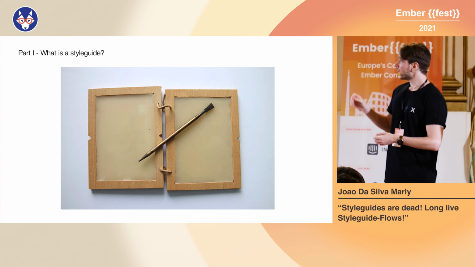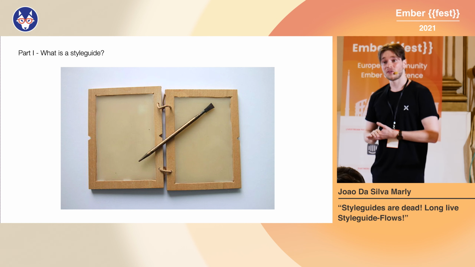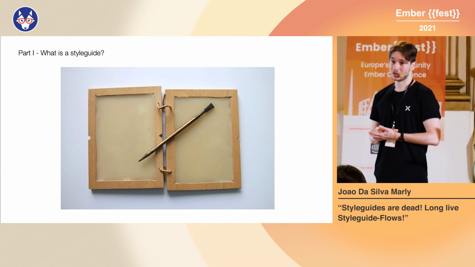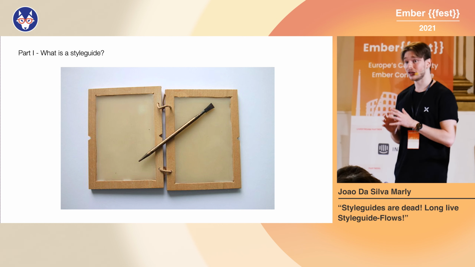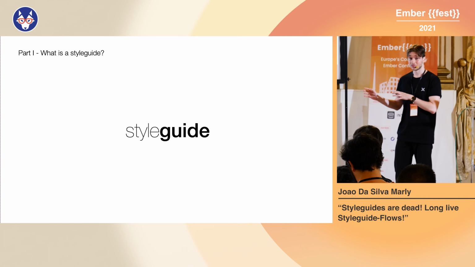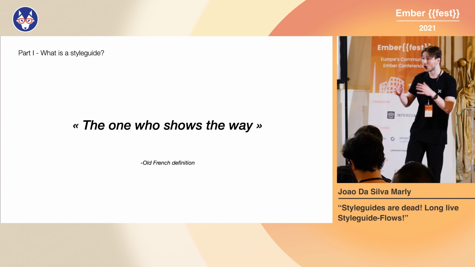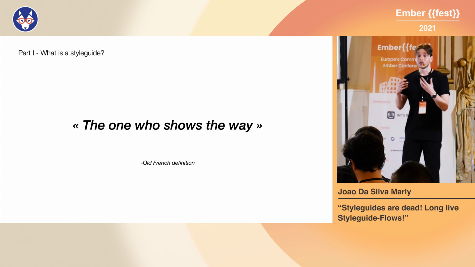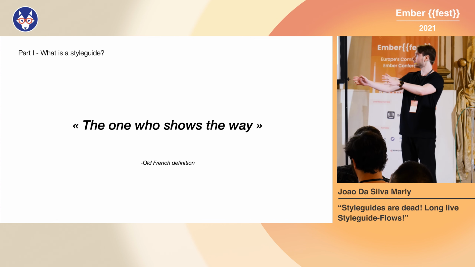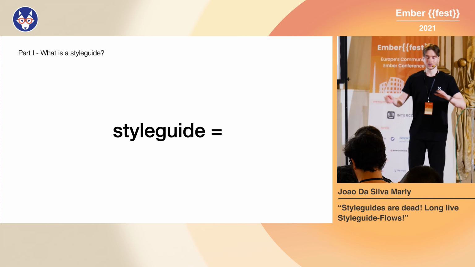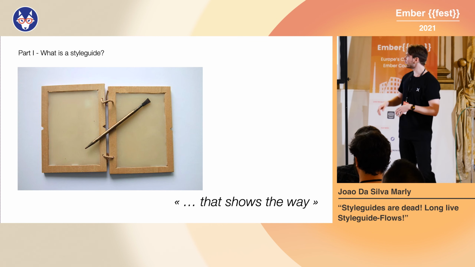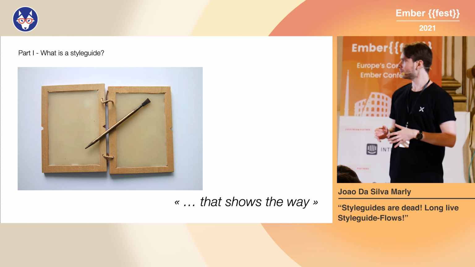Stylus is a tool that was used 5,000 years ago to write on wax tablets. So as you understand, it has a strong link with a written document. Now the word guide, it's actually the same meaning as how we use it today. It comes from the old French language, and it means the one who shows the way. Okay, let's sum up. The word style guide: we have a written document that shows the way.